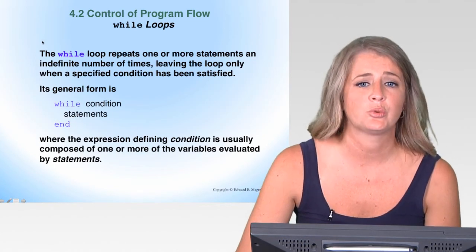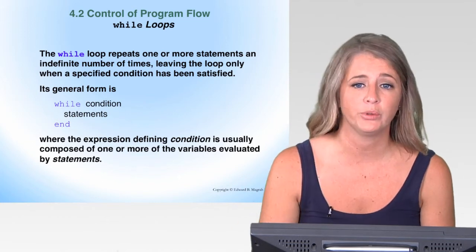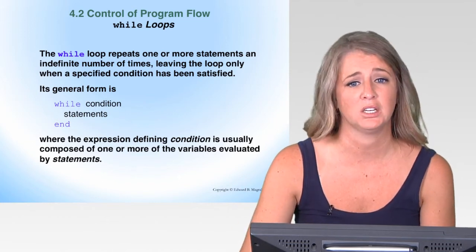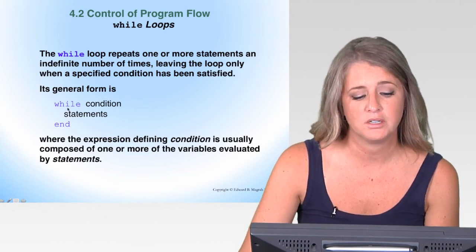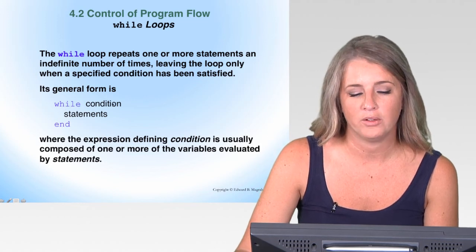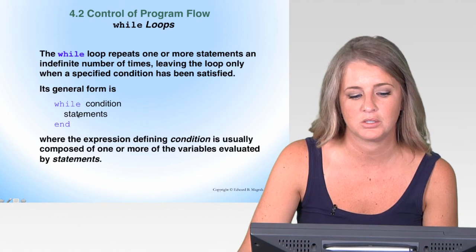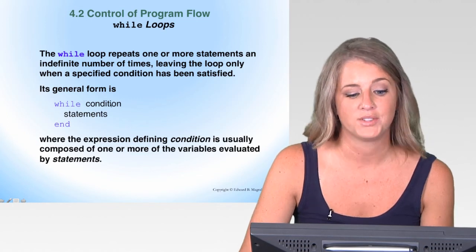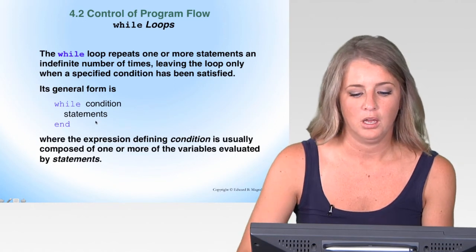We also have while loops. While loops repeat one or more statements an indefinite number of times, and it will only leave the loop when a specified condition has been satisfied. This is the general form, so it looks very similar to the for loop, but in this situation we only have while condition, meaning while this condition is not satisfied, it's going to execute this. Once it is satisfied, then it will exit the while loop.